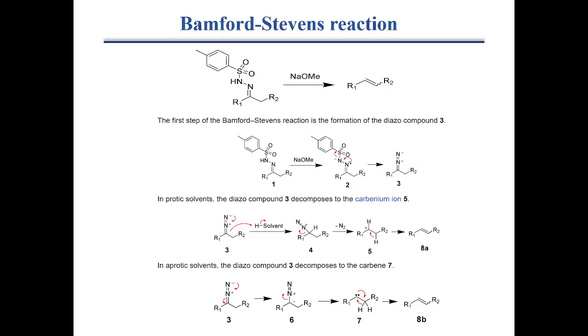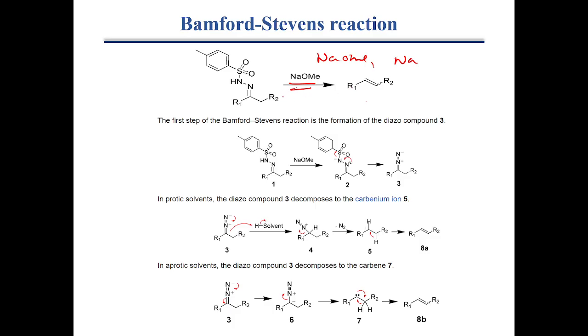A similar reaction is called the Bamford-Stevens reaction. So in the previous reaction, what happened? A very strong base was used to abstract the proton. Here in this Bamford-Stevens reaction, a little bit milder base such as sodium methoxide is used. A sodium containing base or potassium containing base is used in equivalent amount. So in this reaction, alkene has been formed.